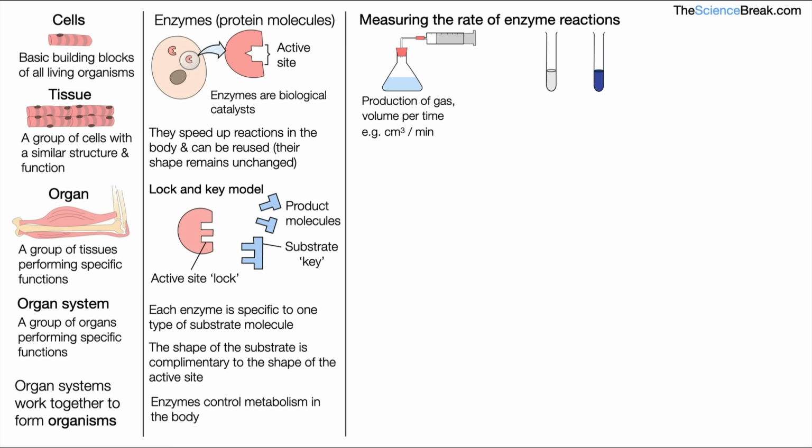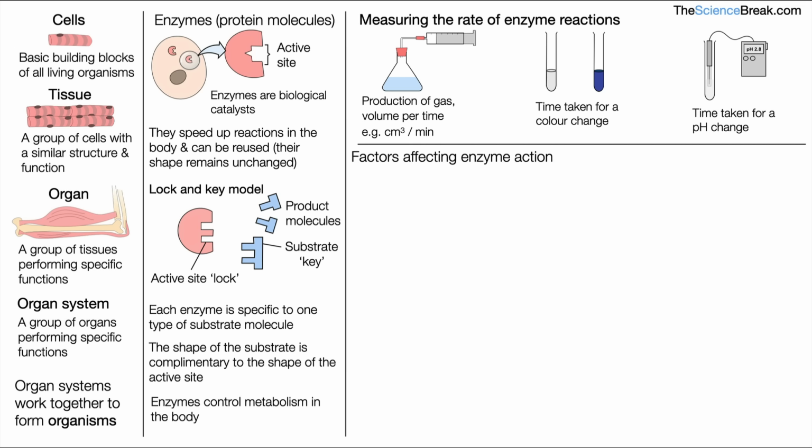Sometimes there's a colour change in an enzyme-controlled reaction, so we can measure the rate of that by looking at the time it takes for the colour to change. And sometimes in some reactions we have a change in pH. So again, we can measure the time taken for a certain change in pH. These are just some ways in which enzyme-controlled reactions can be measured.